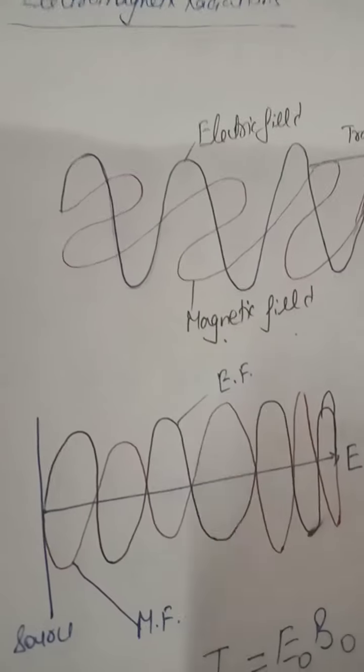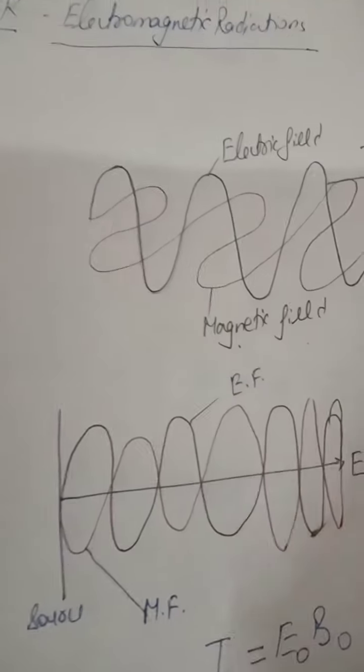Now we'll do characteristics of EMR, that is electromagnetic radiations. What are its characteristics? First is wavelength.